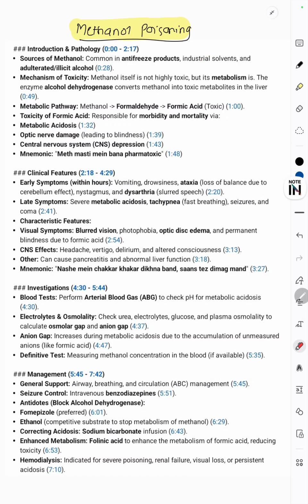Then the mechanism of toxicity is that methanol itself is not toxic, but its metabolic products are, because alcohol dehydrogenase and aldehyde dehydrogenase will lead to formaldehyde and formic acid, which are very toxic in nature. So formic acid is responsible for morbidity and mortality.